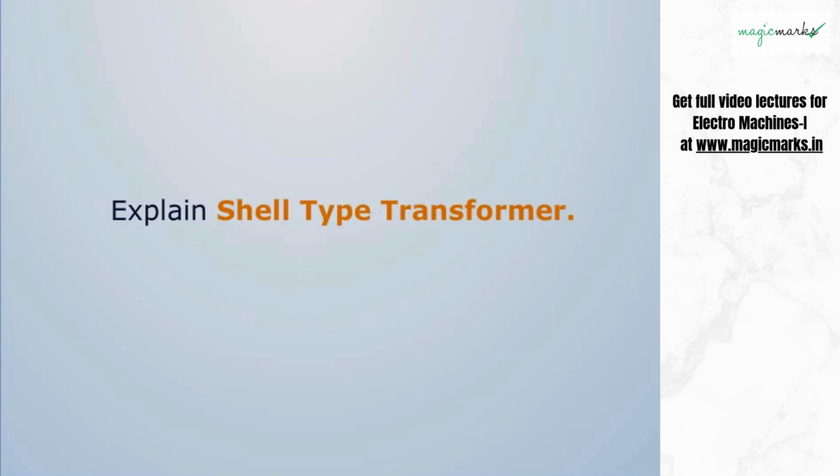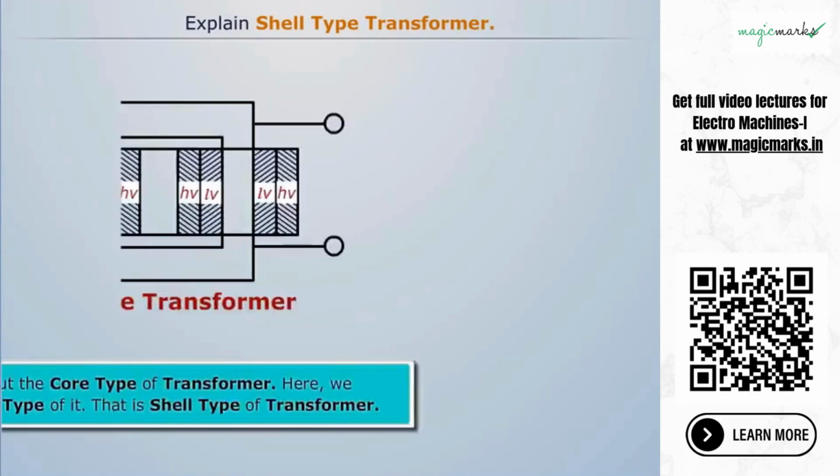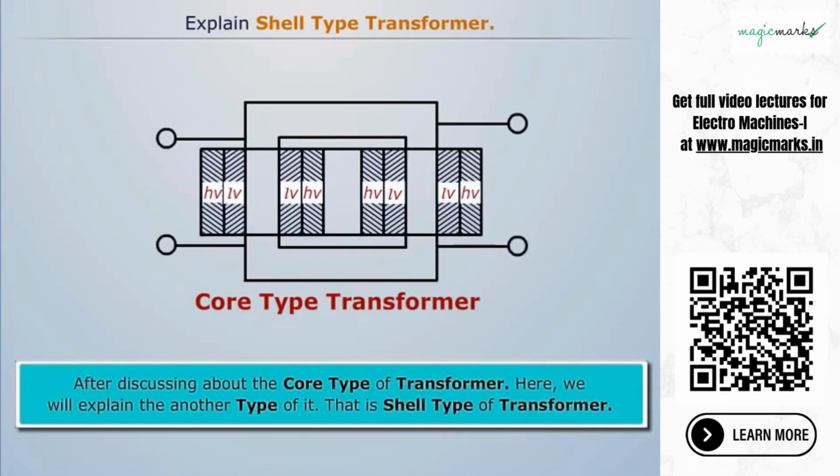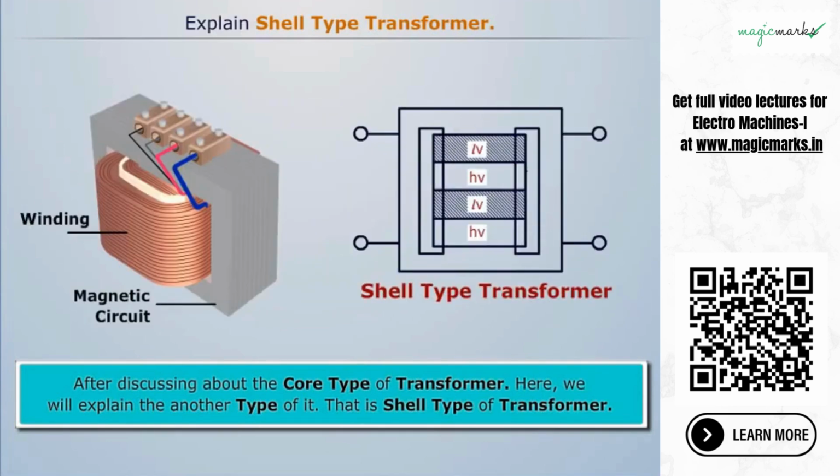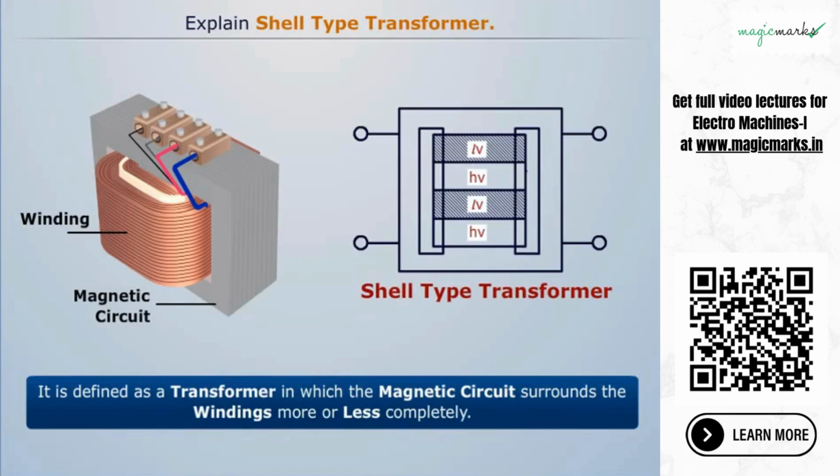Explain shell-type transformer. After discussing the core type of transformer, here we'll explain another type of it, that is, the shell type of transformer. It is defined as a transformer in which the magnetic circuit surrounds the windings more or less completely.